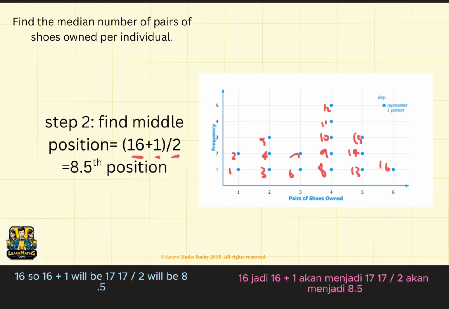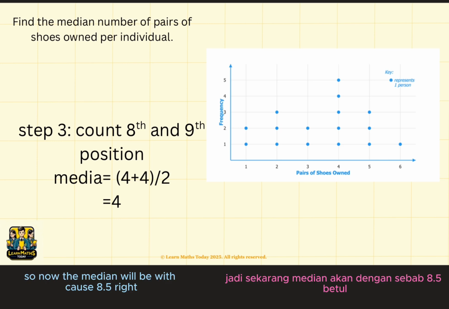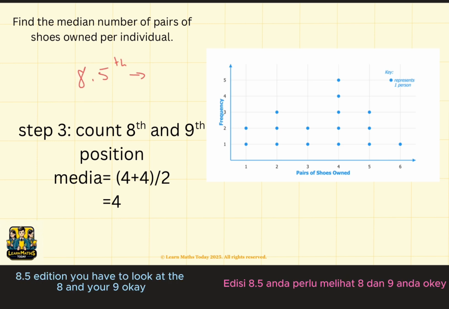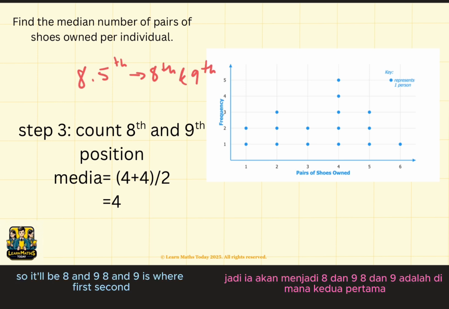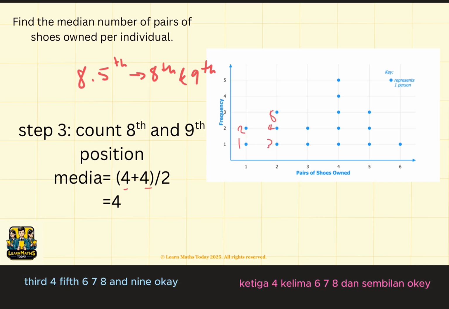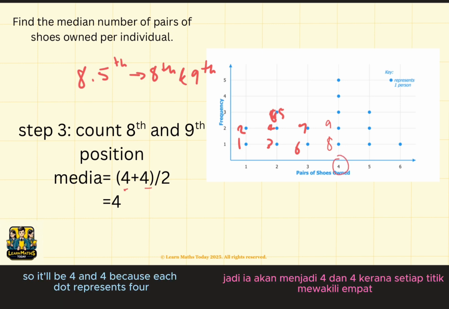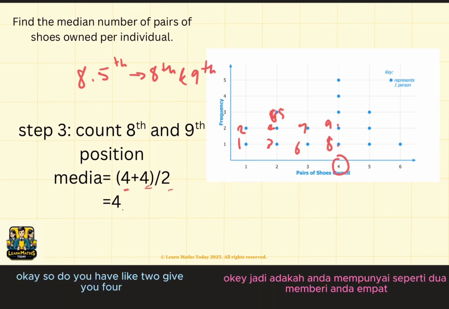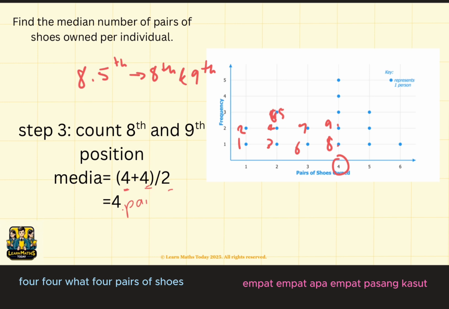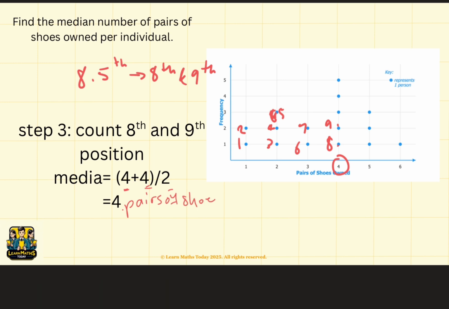17 divided by 2 will be 8.5. So now the median will be, because it's 8.5, you have to look at the 8th and the 9th positions. Where are the 8th and 9th? First, second, third, fourth, fifth, sixth, 7, 8 and 9. It's here. So it'll be 4 and 4, because each dot represents 4. Divide by 2 will give you 4. 4 what? 4 pairs of shoes.